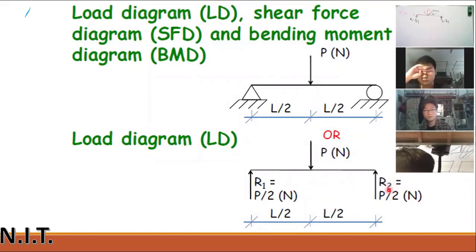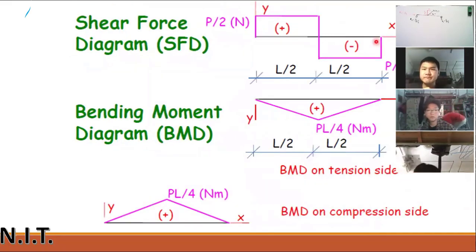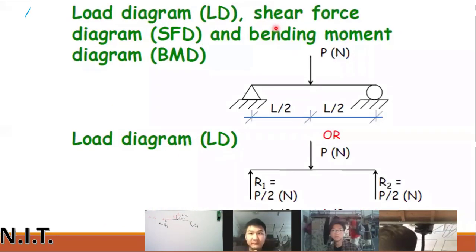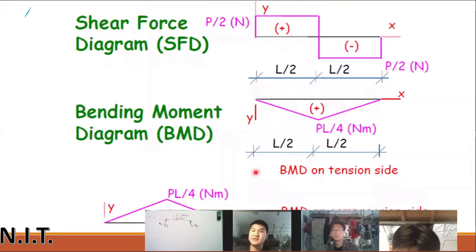And because of these reactions, we can draw the shear force diagram. The shear force will be P by 2 and positive, because this reaction is upward, so it will be on the compression side of the beam, that's why it is positive. And then P is applied downward, and then P by 2 again, it will be on the negative side of the beam, the tension side.